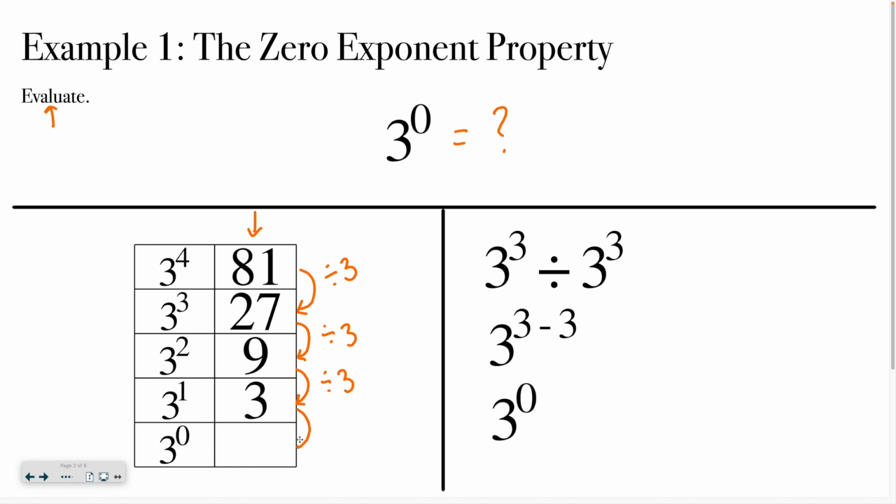Since math is all about patterns, we can assume that my next step is going to be to divide by 3. So what is 3 divided by 3? It is 1. So you'll see 3 to the 0 power equals 1. And if you type that into your calculator, as we quickly talked about yesterday, you would do 3, use your little caret key, hit 0, and then hit equals. And it would give you the number 1.